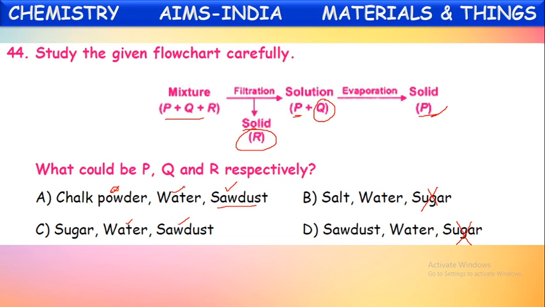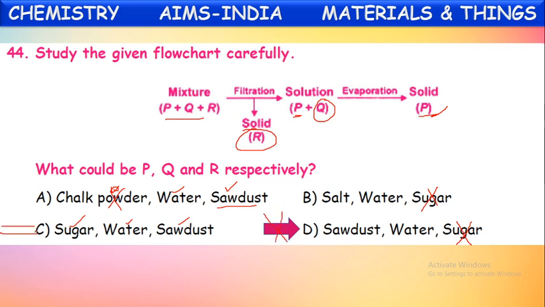Now let us go to the third one. They mentioned it is a solution of P and Q, which means P is a solid that is soluble in Q. In these two, A and C, P is mentioned as a soluble solid substance. We know chalk powder is a solid but an insoluble one, so it won't count as soluble. Only sugar is a soluble solid substance. On evaporation, it will remain as a solid. Okay, in this way, C is the correct answer.